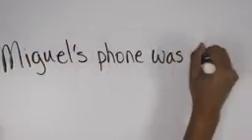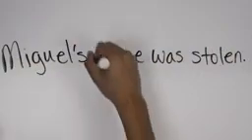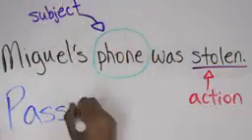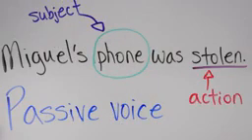For instance, Miguel's phone was stolen. If the actor performing the action is irrelevant or unknown, you can use passive voice to put emphasis on the thing acted upon. We don't know who committed the action, so we use passive voice to either leave the actor for the end of the sentence or leave it out of the sentence completely.